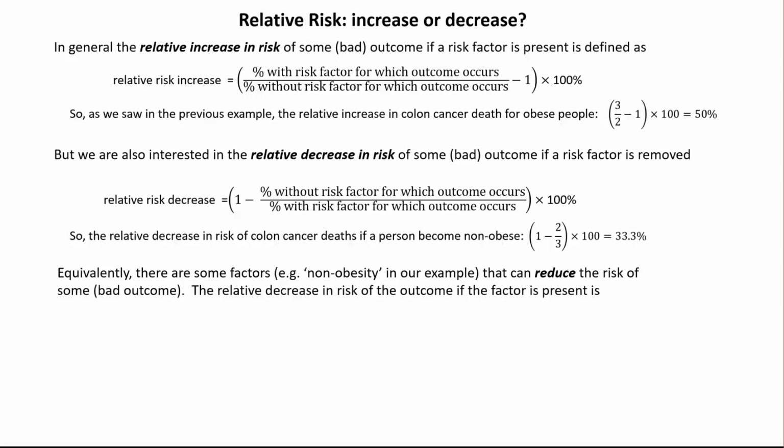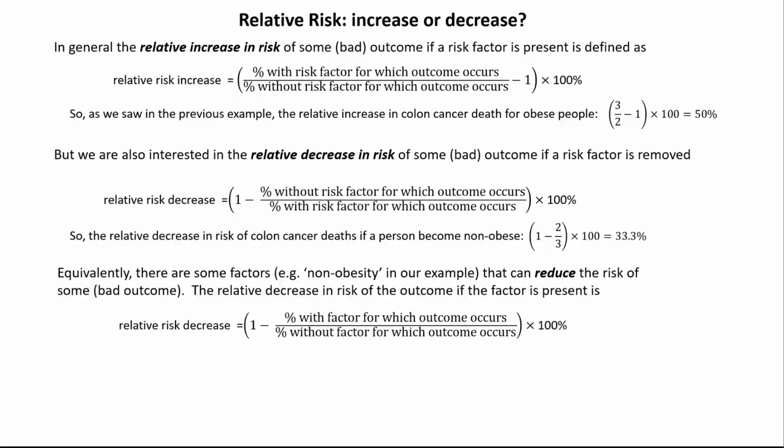Now, equivalently, there are some factors, non-obesity in our example is one, that can reduce the risk of some bad outcome. So in general, the relative decrease in risk of the outcome, if that good factor is present, is just 1 minus the percentage with the factor, so that would be with non-obesity, for which the outcome occurs, divided by the percentage without the good factor for which the outcome occurs.